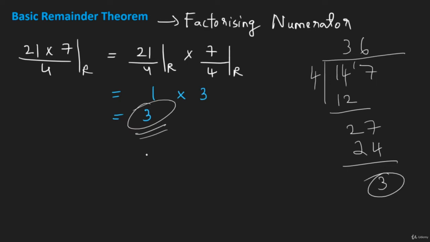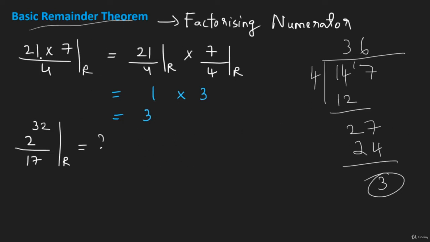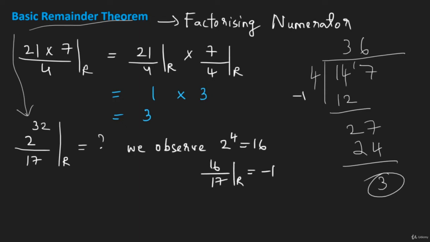Alright, now say you want to find out 2 to the power 32 divided by 17 and you want to find the remainder. Let's see how we can use this same property that we have just now learned as per the basic remainder theorem. Let's see how this helps in solving this problem in a very easy manner. Now you know that 2 to the power 4 is 16, and if you do 16 by 17, your remainder is minus 1, right?